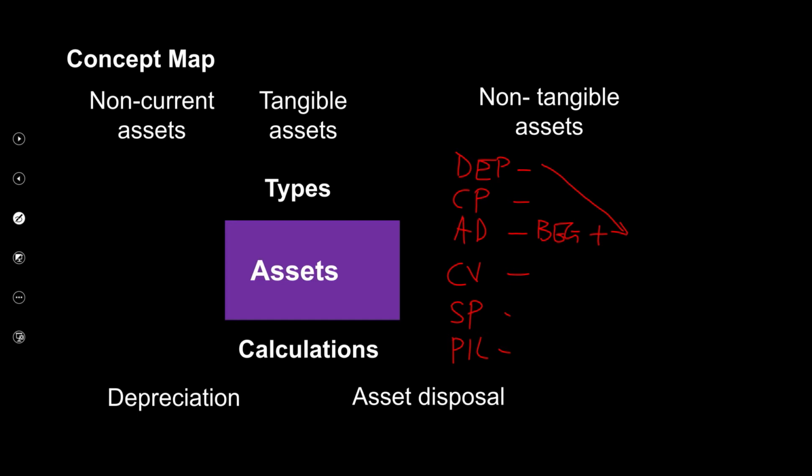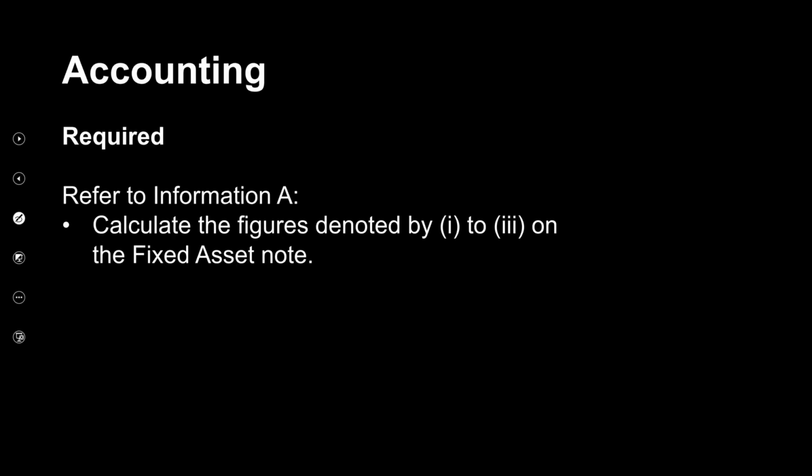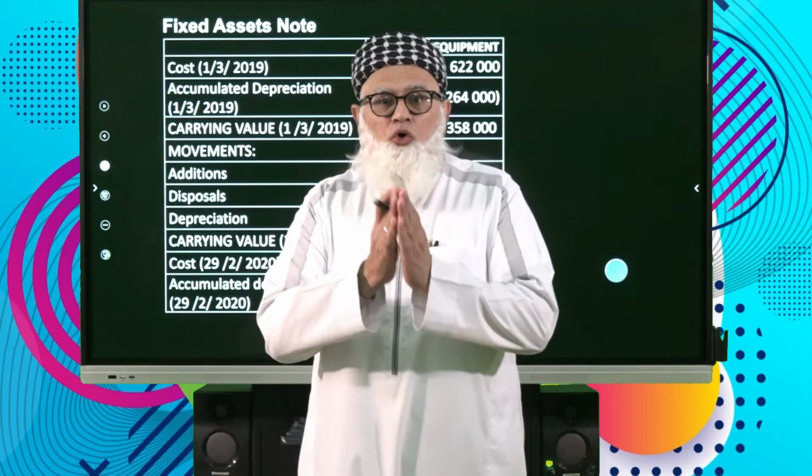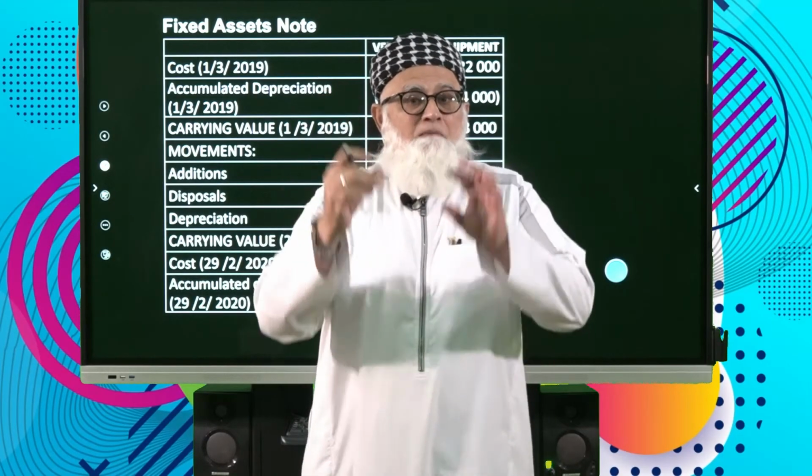Okay, let's go right into this question here where we are asked to complete the fixed assets note, and the first one that we can see is we have a missing figure here for the carrying value at the beginning of the financial year for our vehicles. Right, how do we calculate the carrying value? Always remember, cost price minus accumulated depreciation.